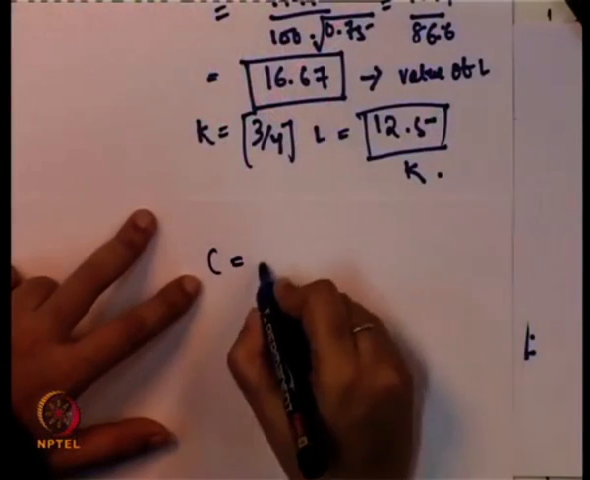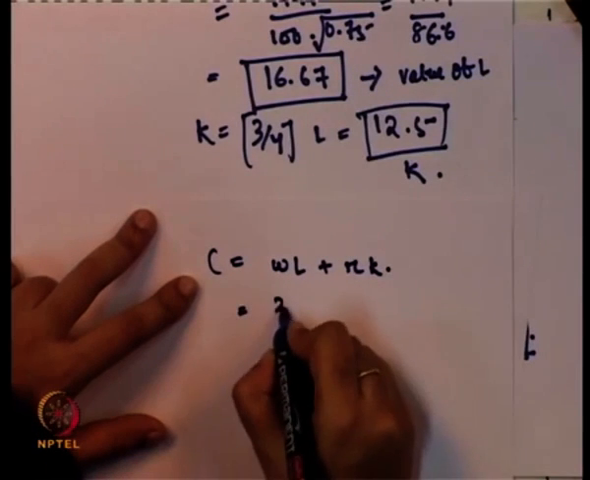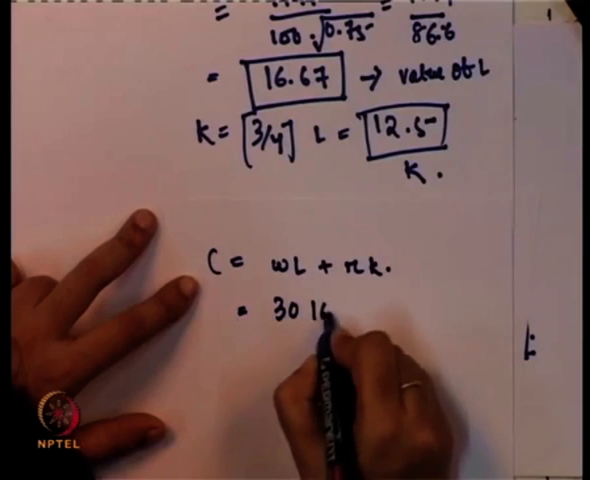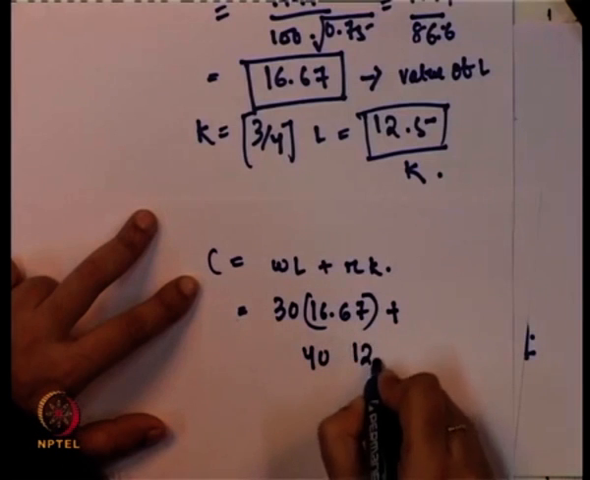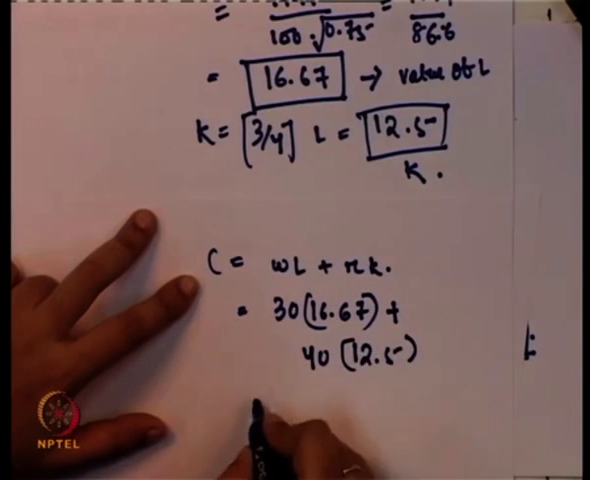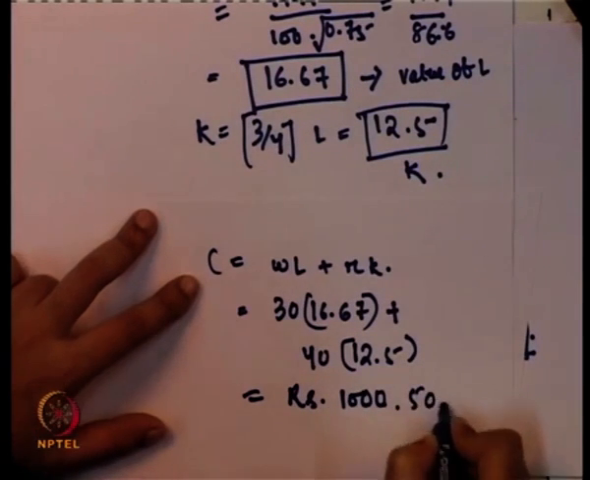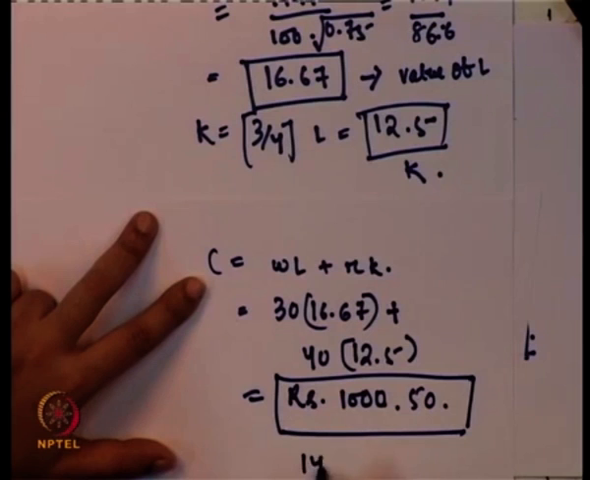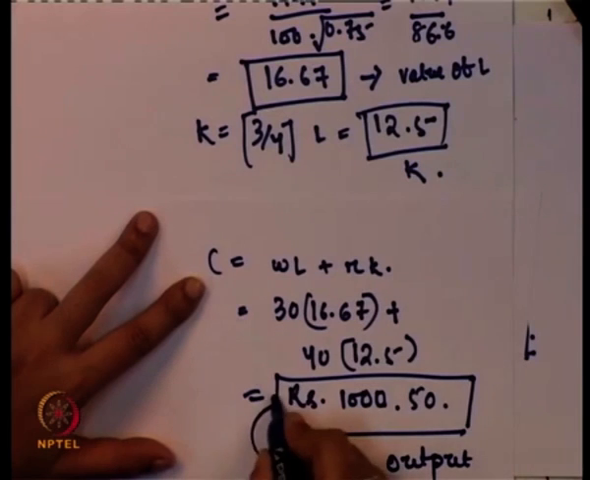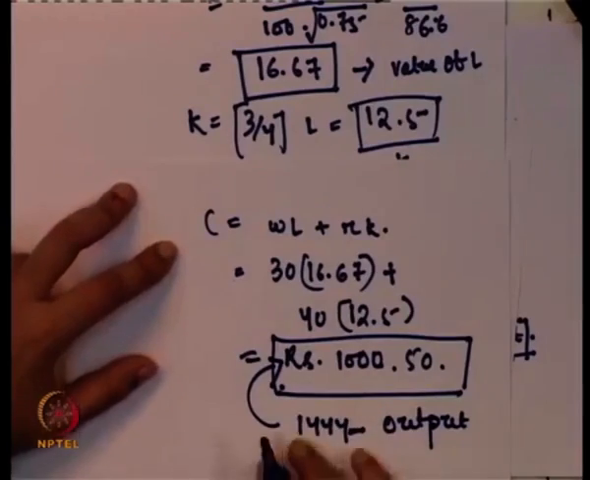So, C is equal to W L plus R K. So, W is 30, L is 16.67, plus R is 40 and K is 12.5. So, that comes to rupees 1000.50. So, in order to produce 144 output, this is the minimum cost. So, this is the given level of output and this is the minimum cost.